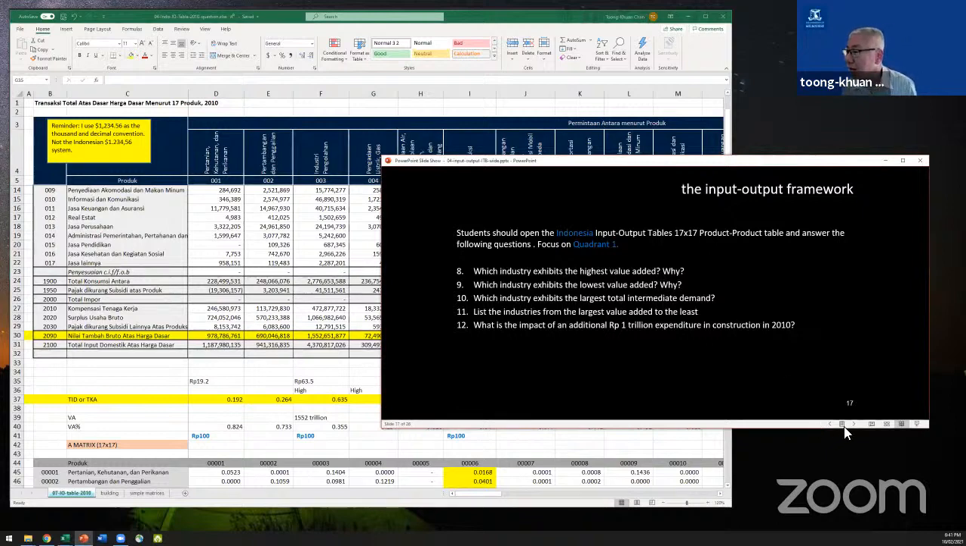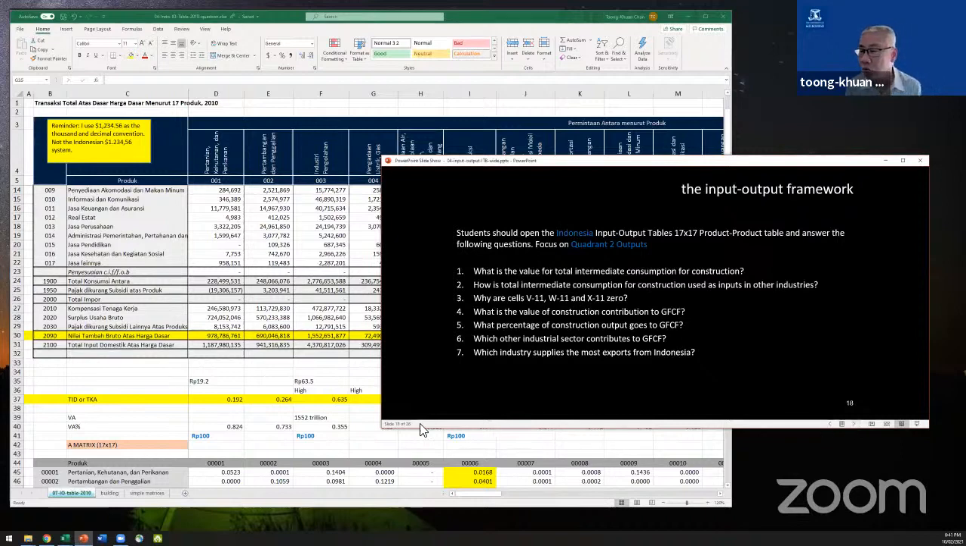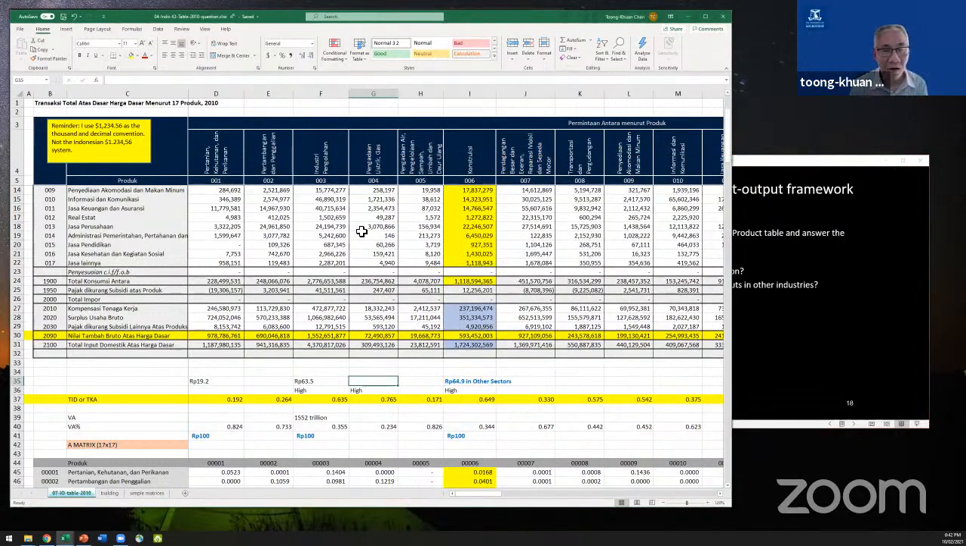Okay, that's quadrant 1. Let us now look at quadrant 2. Quadrant 2 is on the final demand side. Question 1, what is the total value for total intermediate consumption for construction? So this is what the construction industry produces that goes as inputs into other sectors.